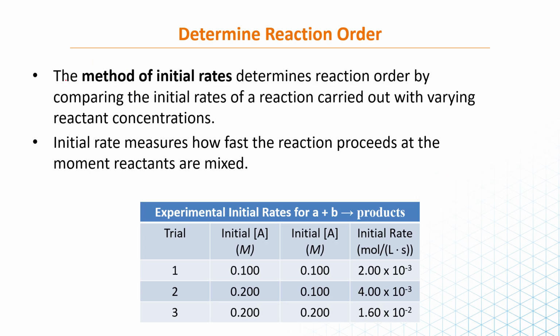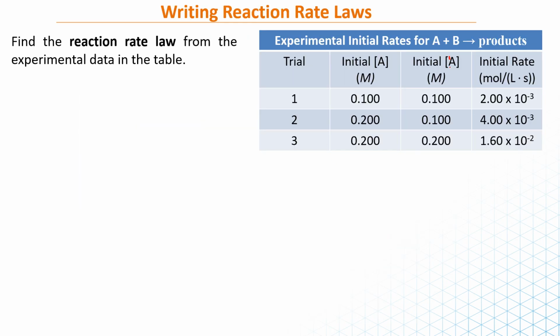So how can we actually find the values of m and n? This is what we use to find them, okay? The method of initial rates. The method of initial rates determines the reaction order by comparing initial rates of a reaction carried out with varying reactant concentration. So this is B, guys. Okay. This is B here. I'm just changing things quickly.